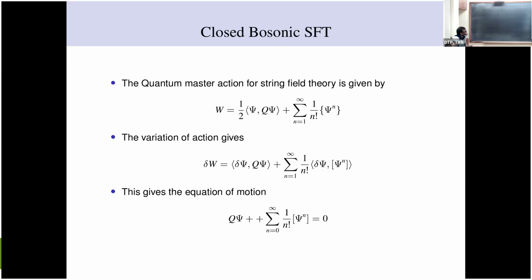Suppose now you want to find the equation of motion, you just vary. The variation gives you this. There will be two terms coming from the first, and both of them add to cancel this factor of half, and the second term gives you this. So the equation of motion would be given by an expression like this. So Q psi plus, okay, this is a typo.